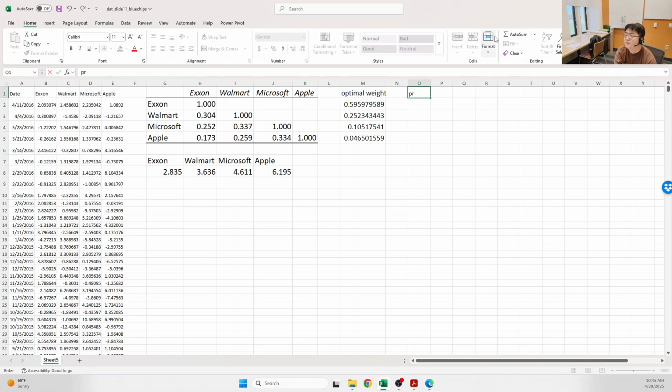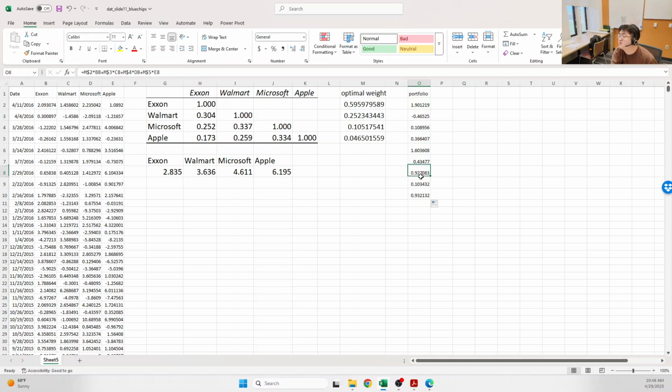So portfolio will be weighted average of this, like this times Exxon plus this times Walmart plus this times Microsoft plus this times Apple. But I have to fix the weight. Then you put $ sign in front of that. That means even if I extend it to this, the $ sign numbers do not change.